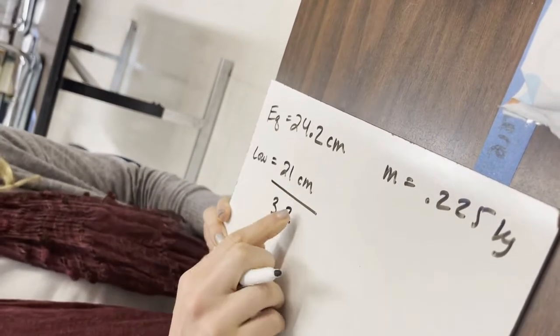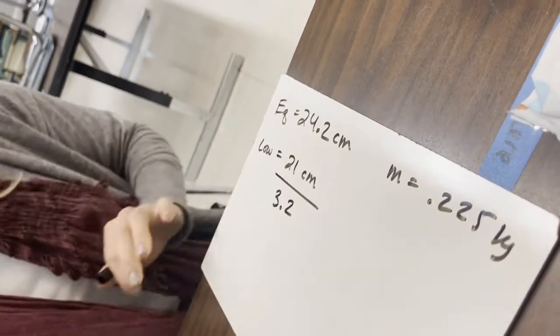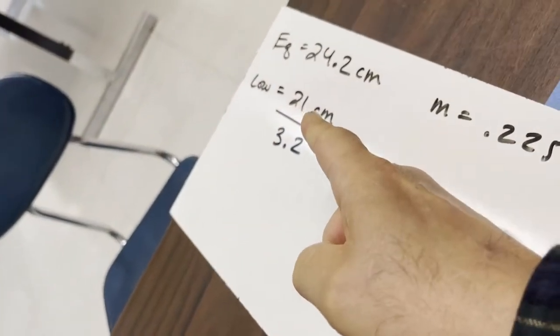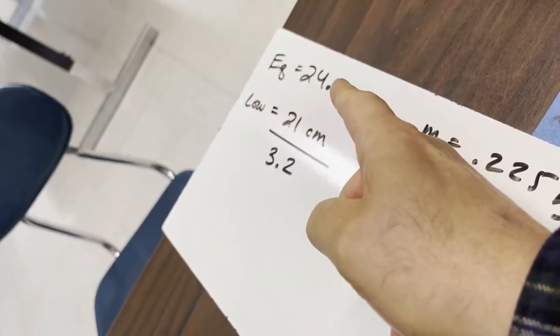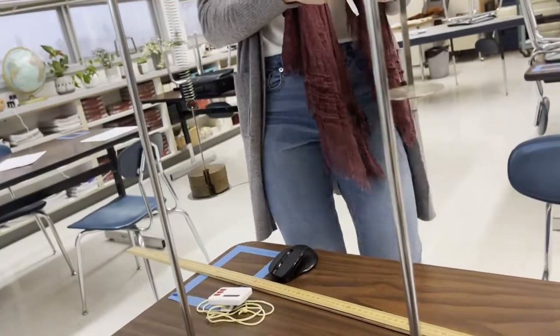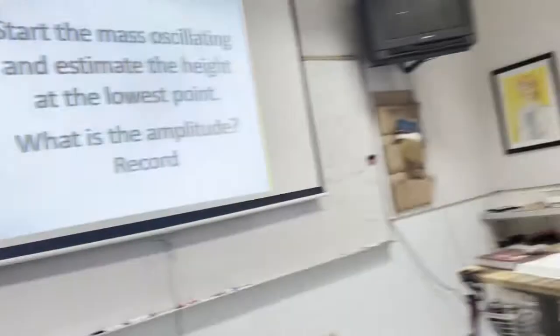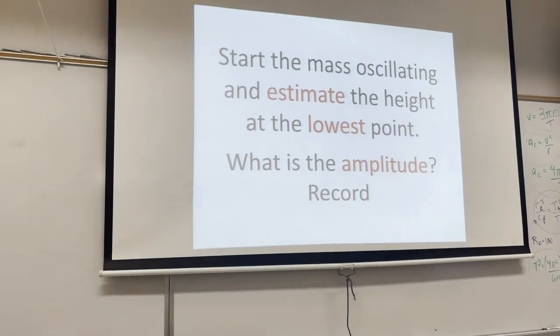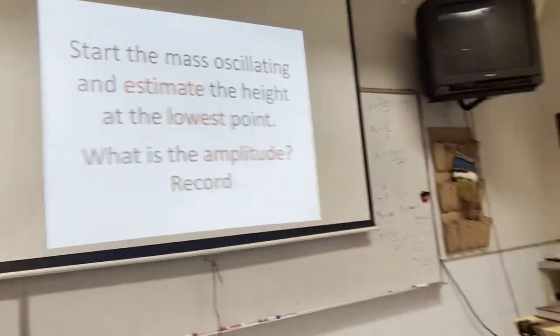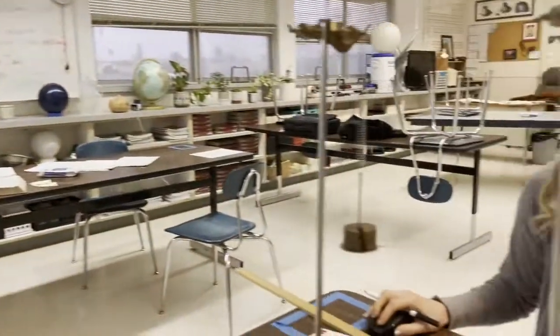For significant digits, you can see the uncertainty. It was hard to tell exactly where this was. It was also hard to tell where this was. We'll call it 3.2. So that is our amplitude. So amplitude equals 3.2 centimeters. So you should have this data written down, ladies and gentlemen.